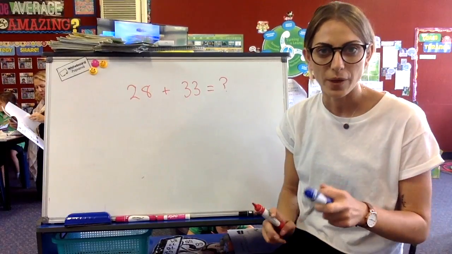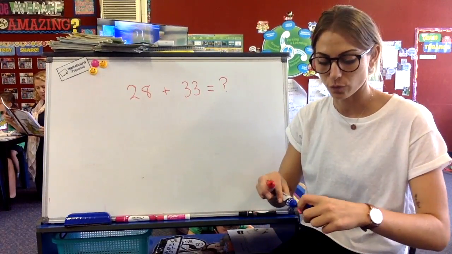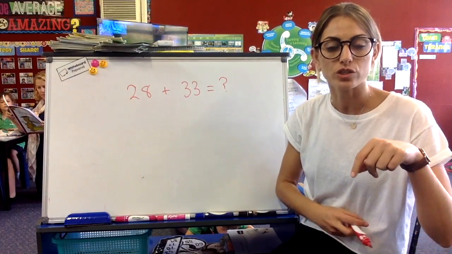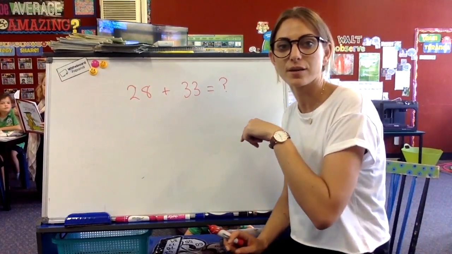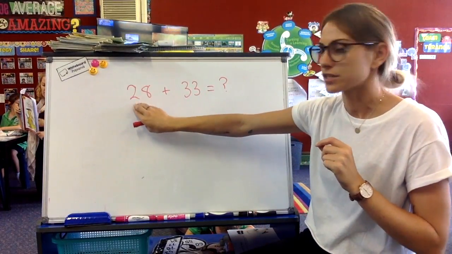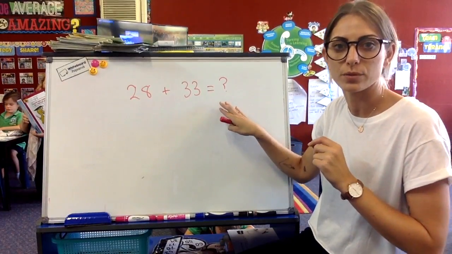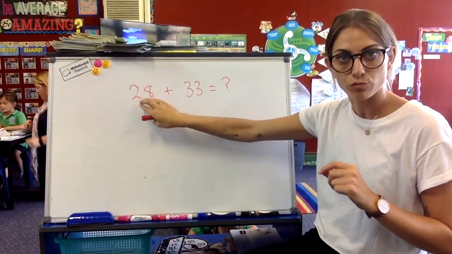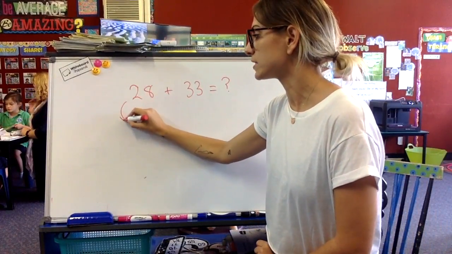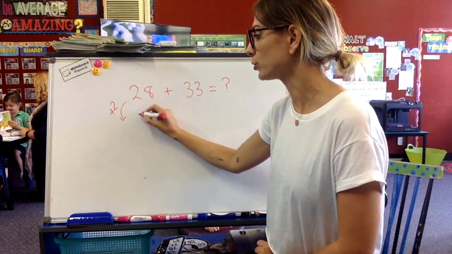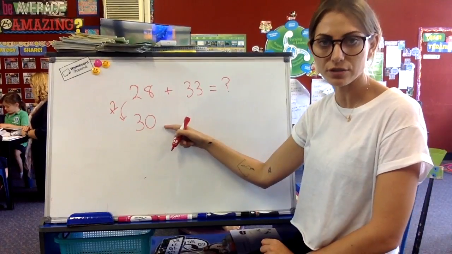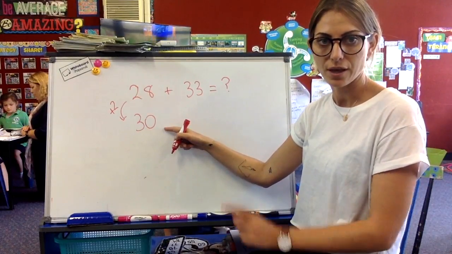Okay, so the last one that I'm going to show you is the best one of all. It's the quickest way to use rounding and compensating because in this one we do all of the rounding and the putting back on, the compensating, together in one step. So I've got 28 plus 33 equals something. So the first thing I'm going to do is round 28 to the nearest tidy number. So with 28, I'm going to add 2 to make it 30.